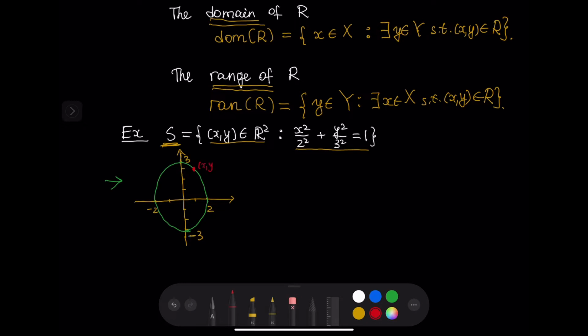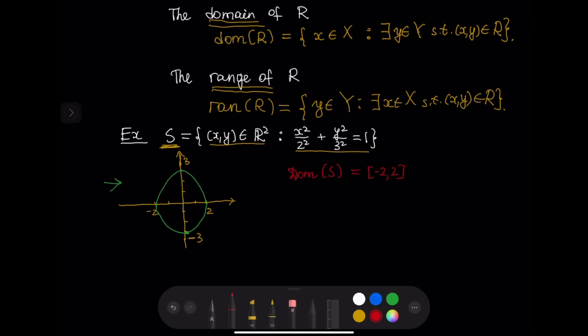So if we take a point (x, y) on the relation S, so on this ellipse, then the x-coordinate of this point will be here. And so you can see that as we exhaust the points on the ellipse, the x-coordinates range from -2 to 2. So the domain of the relation S is the interval from -2 to 2.